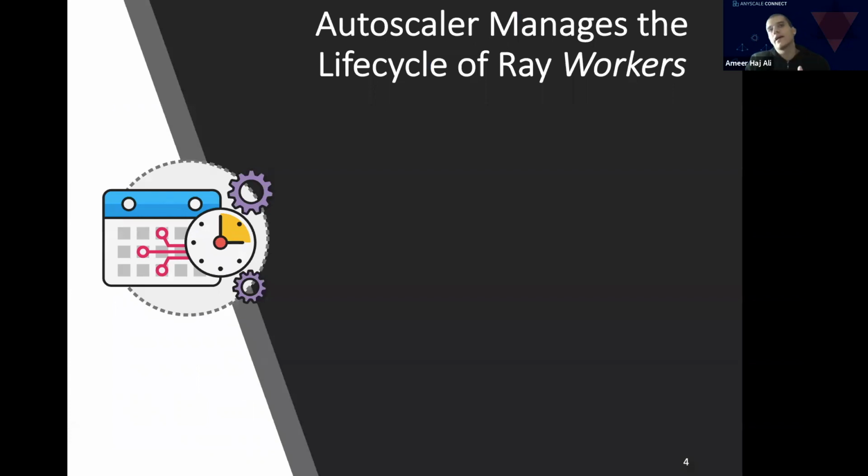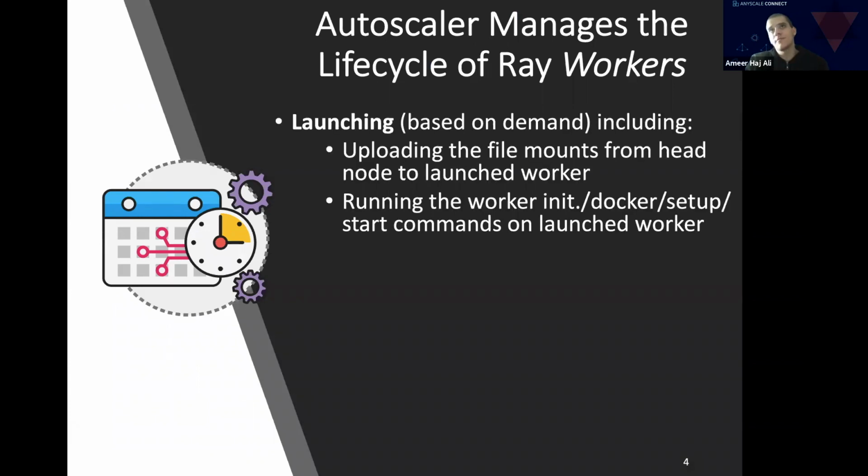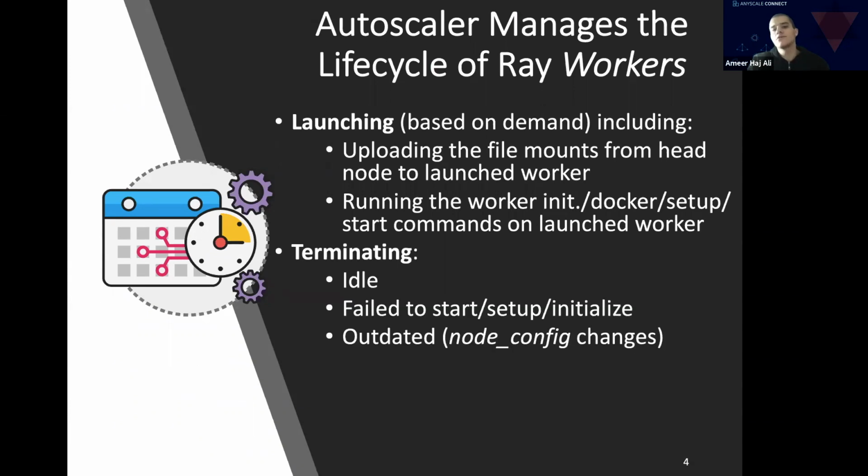Autoscaler launches workers based on demand, based on how the user interacts with the application or how the application is demanding resources. It terminates nodes when they are idle, or when they fail to start, set up, or initialize in the launching process, or when the node becomes outdated.